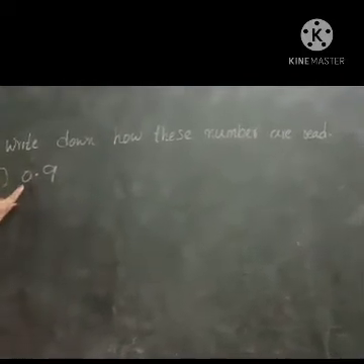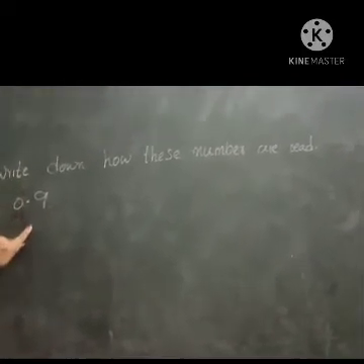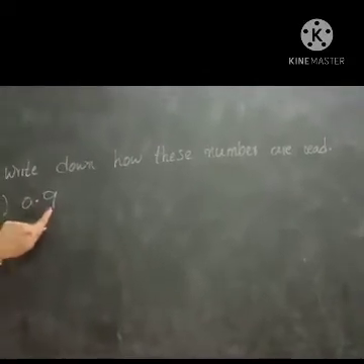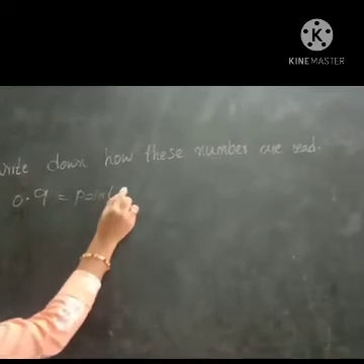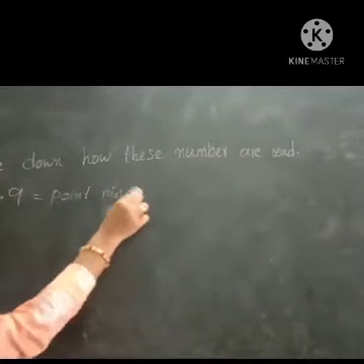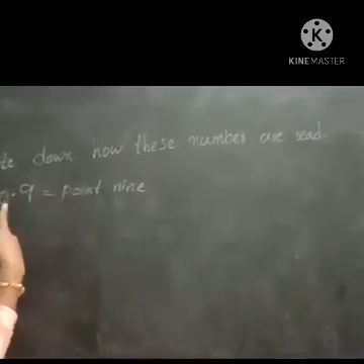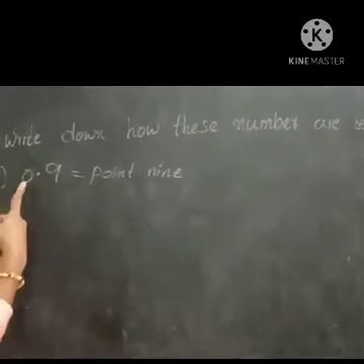No need to write the 0 here. Point ముందు 0 ఉందనుకోండి, ఆ 0 ని మనం ఇండికేట్ చేసి రాయాల్సిన లేదు. Just 0.9 we have to write. Just we have to write 0.9, no need to write the 0 here.